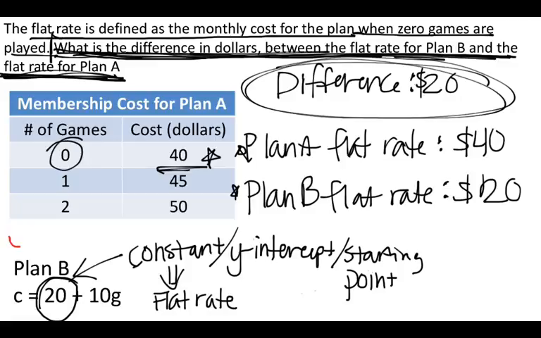Now, another side note, this plan B was written a little bit tricky here. You could have rewritten it as C equals 10G plus 20. If that helped you see this better, remember, because of the commutative property, I could do 10G plus 20 or 20 plus 10G. I could rearrange however I would like. Okay, so get that copied.